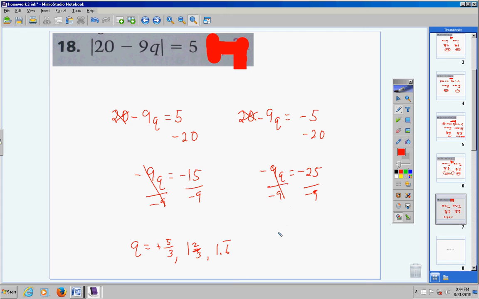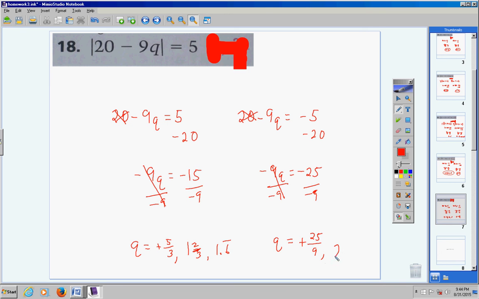These cancel, and we're left with q equals positive, because the negative over negative is positive, 25 over 9. Now, that cannot be reduced. There is no number that goes into both of those evenly. We could definitely convert it to a mixed number, but that's not reducing. Reducing is when you divide both numbers by the same number, make them smaller. This cannot be reduced, so that's one answer.